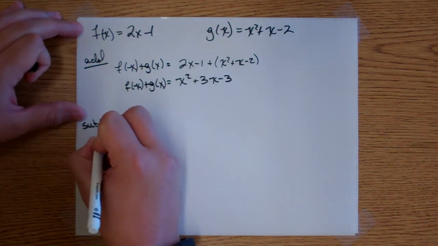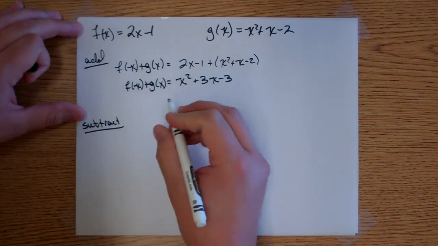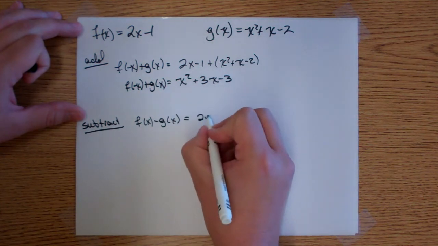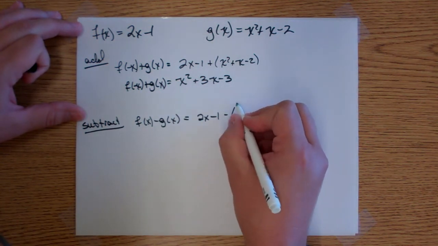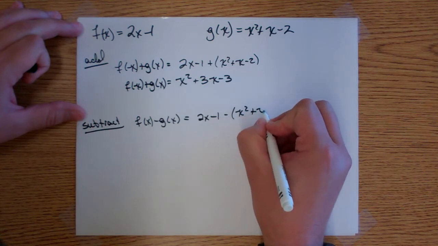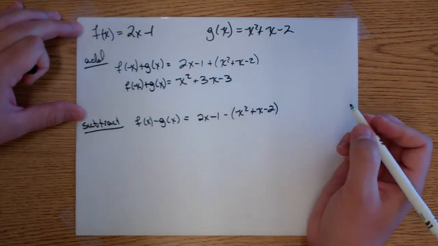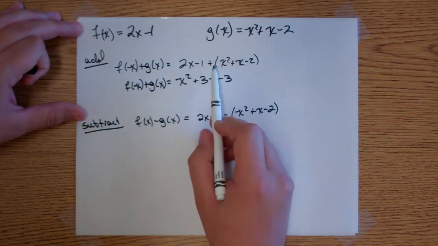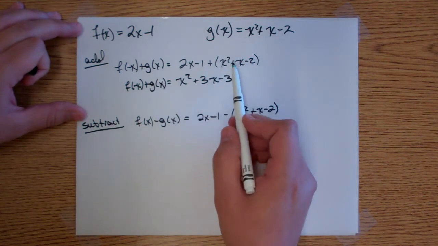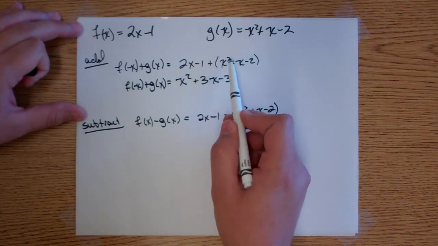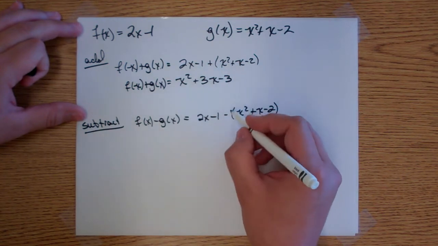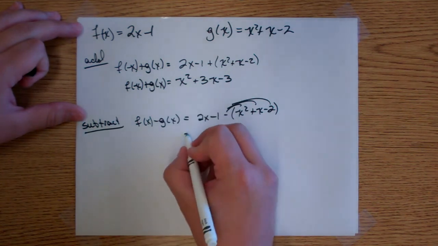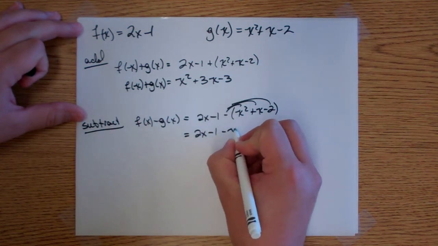All right, let's look at subtract. So f of x minus g of x would be 2x minus 1 minus parenthesis. Make sure you write this parenthesis. It's important on the subtraction to write the parentheses. I get in the habit of always putting the g of x, or whatever your second function is, in parentheses. That way, when you do the subtraction, you don't forget that you have to distribute that negative through all three of the terms.